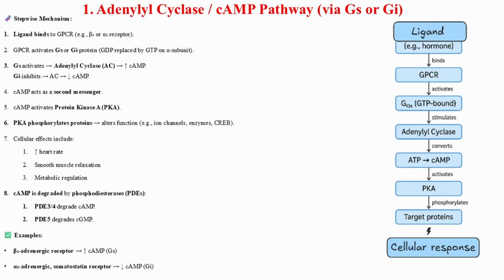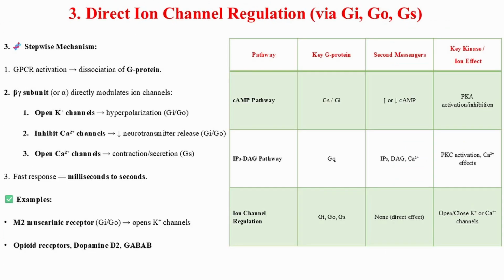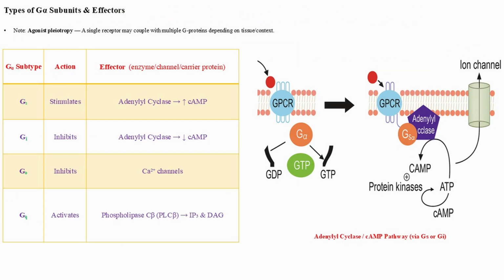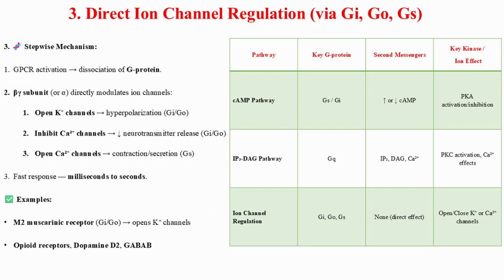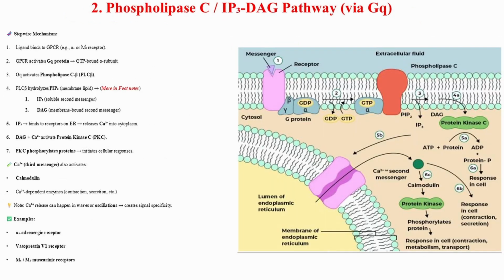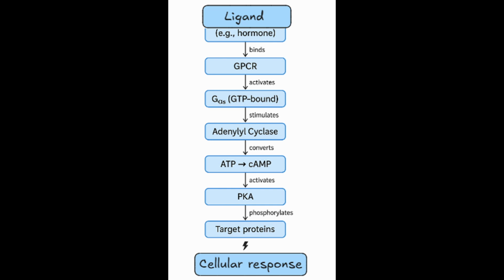So coming to the other, DAG activates PKC. This triggers a powerful cell response. If Gs is activated, it increases cAMP levels. If Gi is activated, cAMP levels go down. If Go is activated, it closes the calcium gates. If Gq is activated, it will blast open the calcium and the PKC signals.